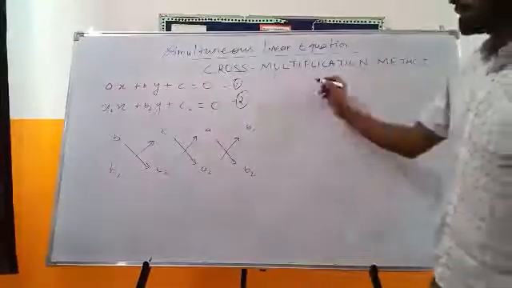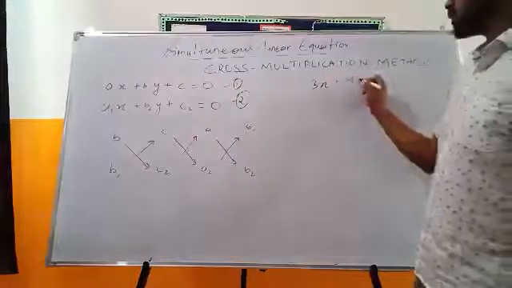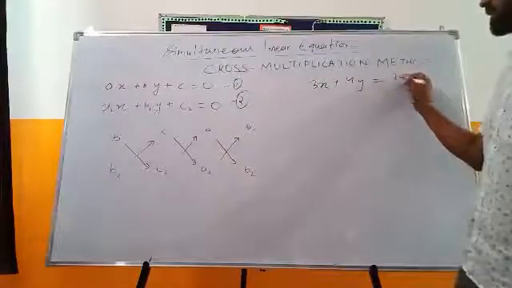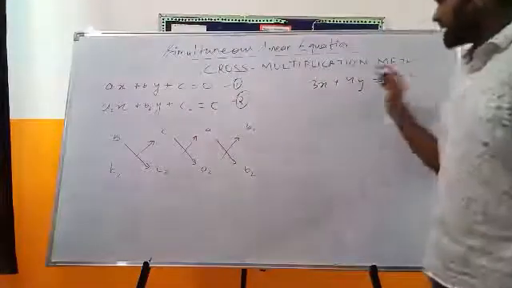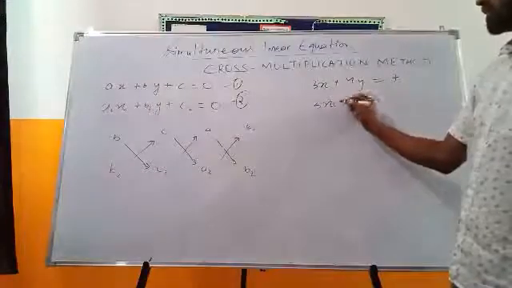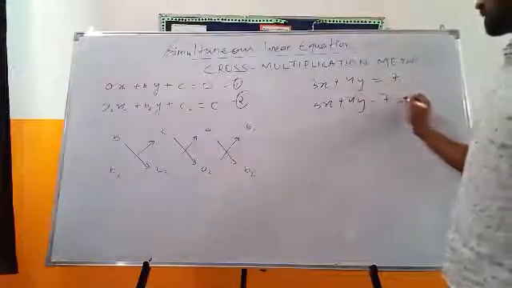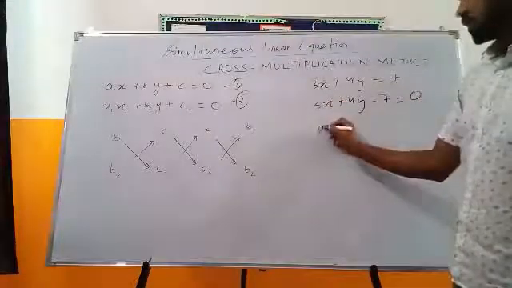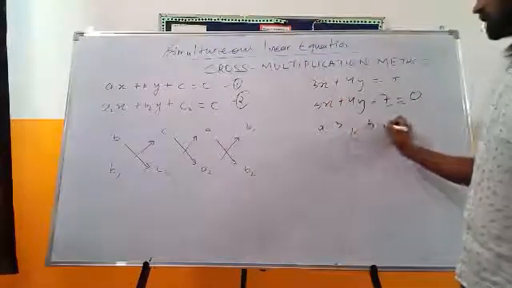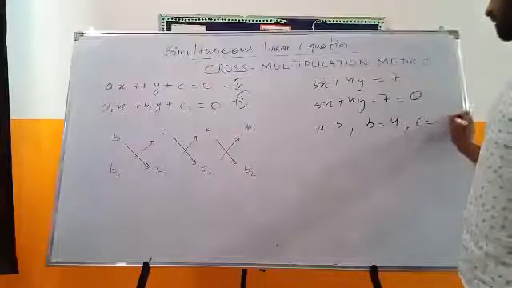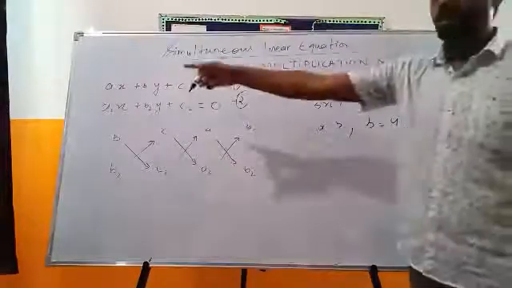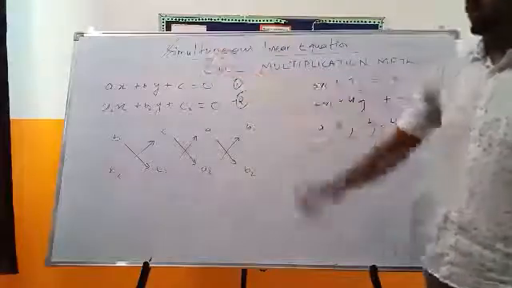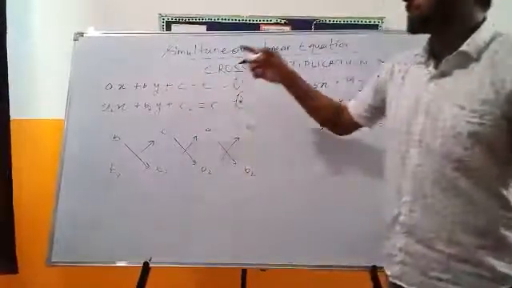Let's take an example. 3x plus 4y equals to 7. Now if I shift 7 over here, it will be 3x plus 4y minus 7 equals to 0. So what I'm trying to say is that this is A. Who's A for me? 3. Who's B? B is 4 and C is minus 7. So that's what I have written. Why did I write A1, B1, C1?